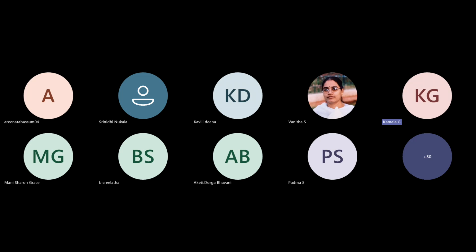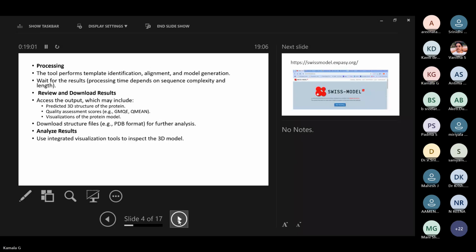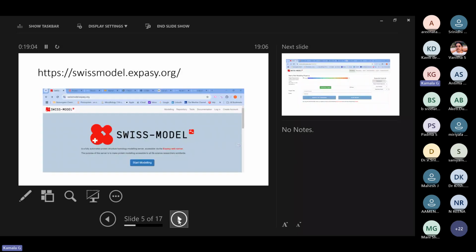So until generation time, I just explained this. In this way, Swiss Model workspace is used to generate new 3D structures of proteins. Is it clear, ma'am? Yes, ma'am. Right. Next one.